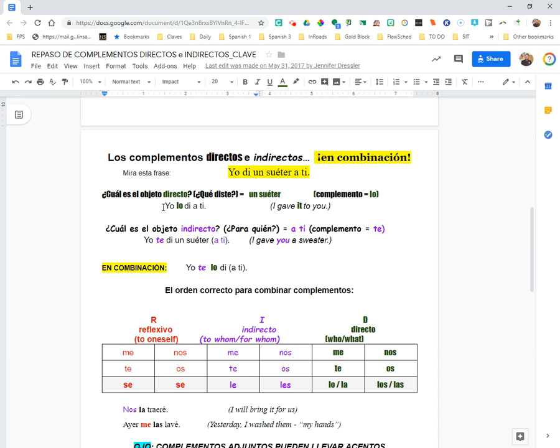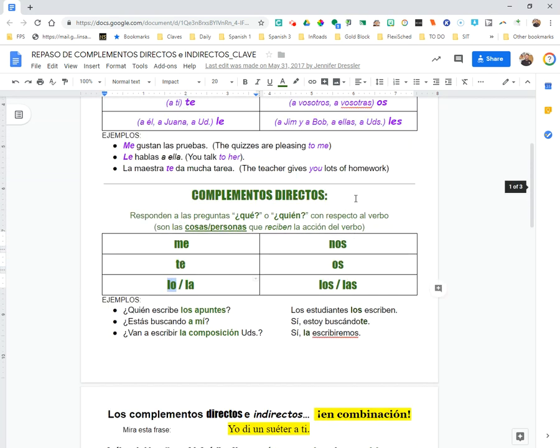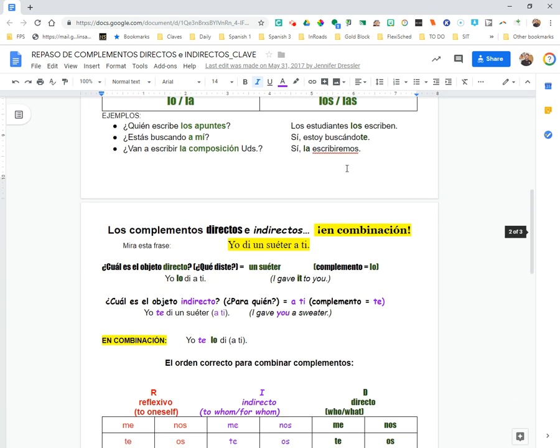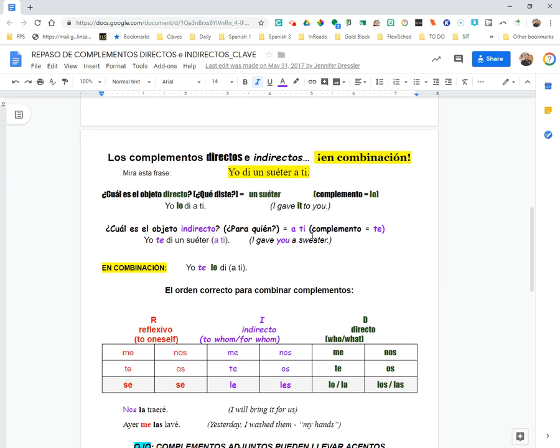But also, there's the whole part about you giving it to someone. And remember, if something is to or for somebody, that would be up here with the complementos indirectos. Well, who's it being given to? Well, to you, a ti. The complemento correcto es te. So you could say, yo te di un suéter. So you could say, yo lo di a ti, or you could say, yo te di un suéter. So in this example, you have lo, and in this one, you have te. So actually, you can just use them together like this. Yo te lo di. I gave it to you.